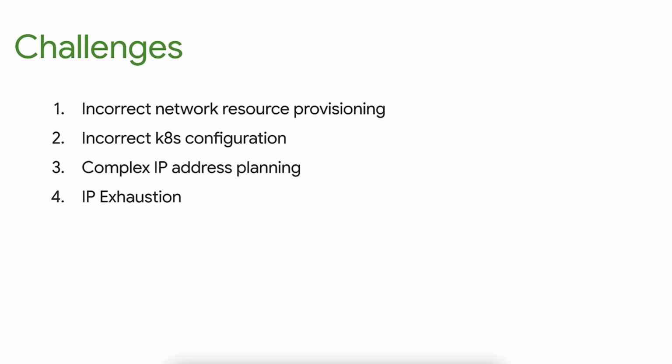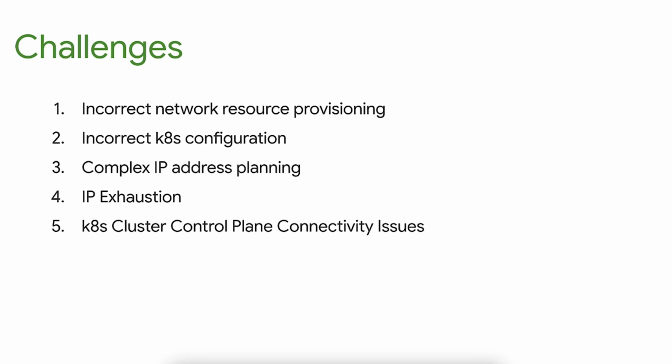IP exhaustion. When the number of available IP addresses in a subnet is depleted, new pods cannot be assigned new IPs. This results in deployment failures and can hinder the scaling of applications altogether. We should plan IP addresses properly beforehand.